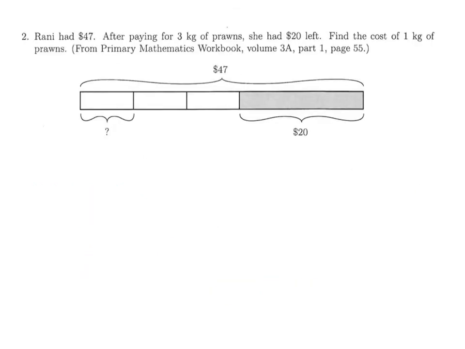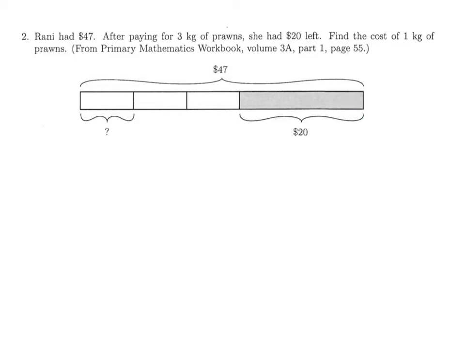Ranny had $47 after paying for 3 kilograms of prawns. She had only $20 left. Find the cost of 1 kilogram of prawns. You'll notice in the problem we have created one large rectangle representing the total amount of money she had, $47. 3 equal size blocks representing the 3 kilograms of prawns, so each represents 1 kilogram of prawns, and then we have the $20 that she has remaining.